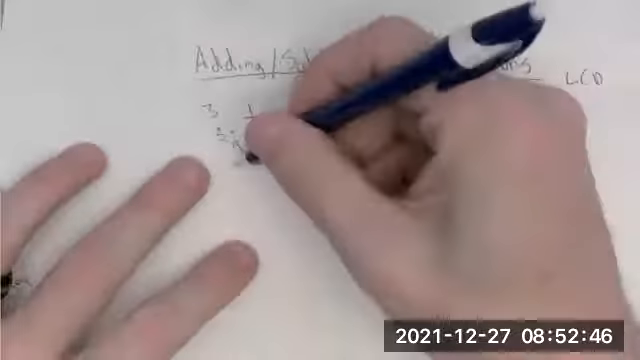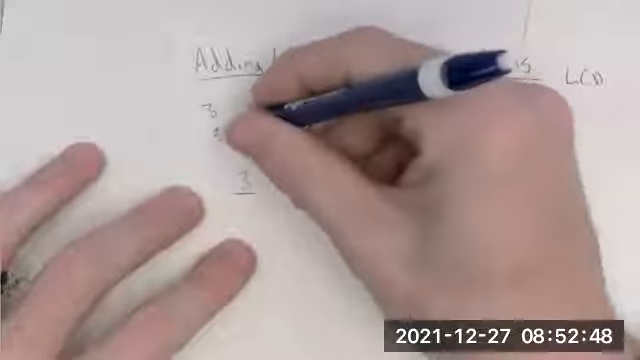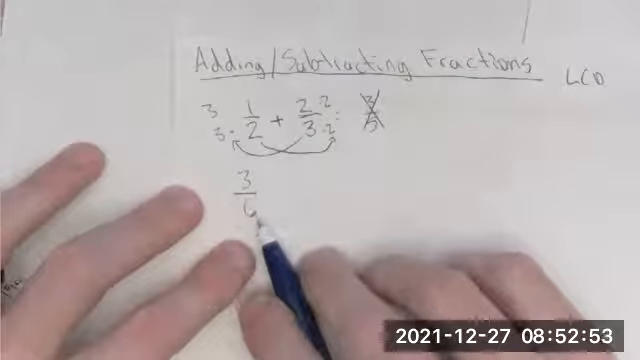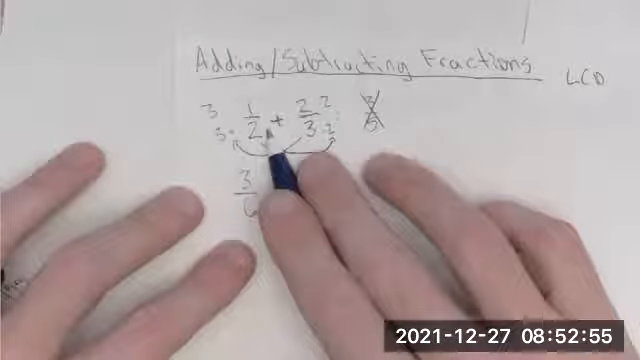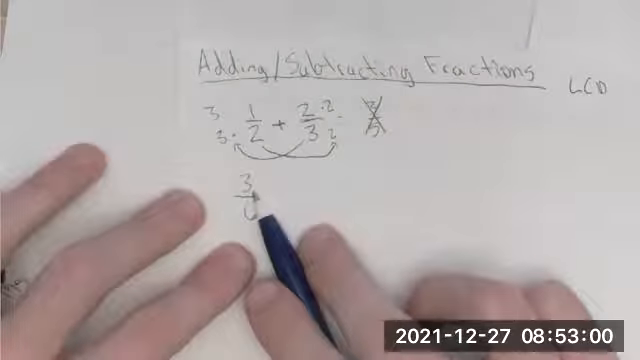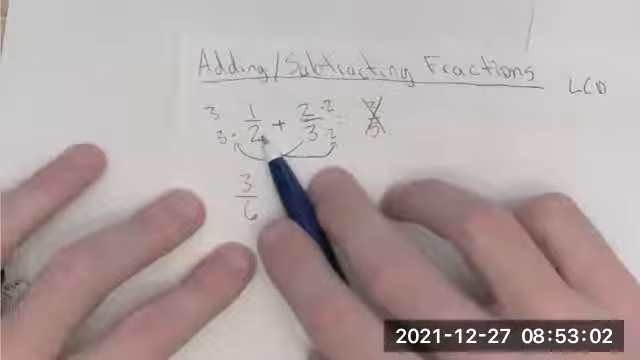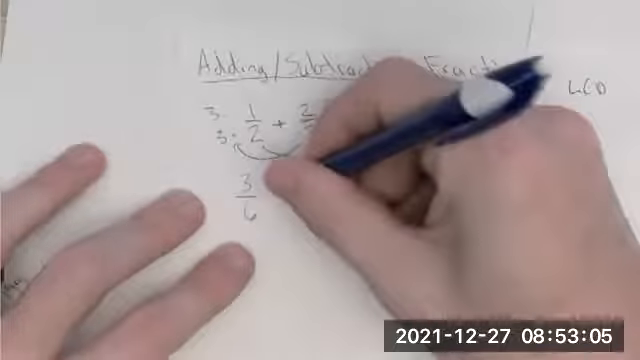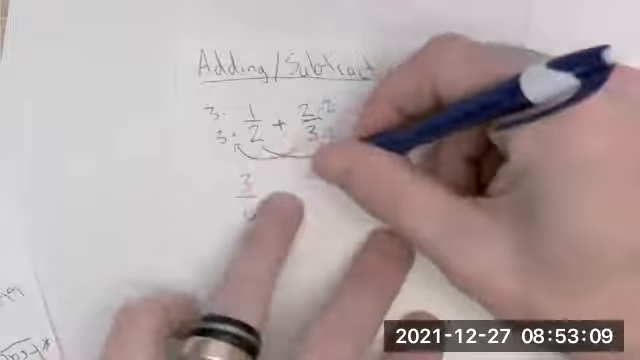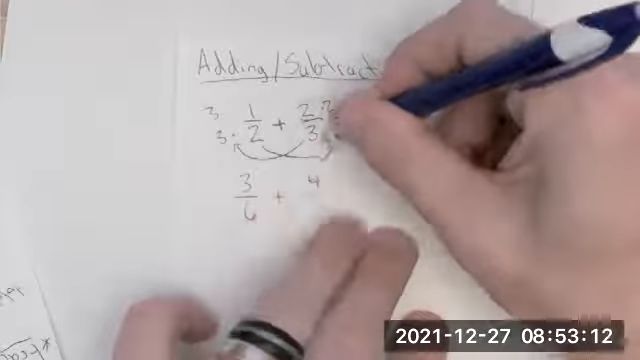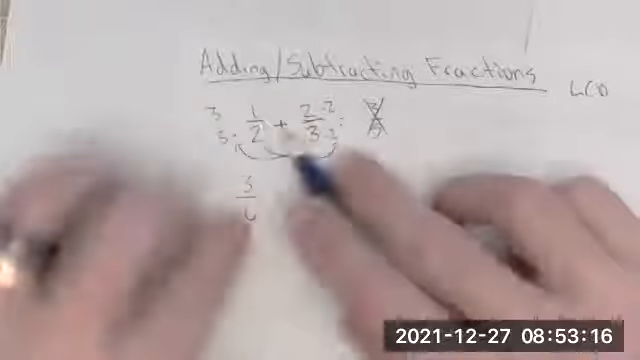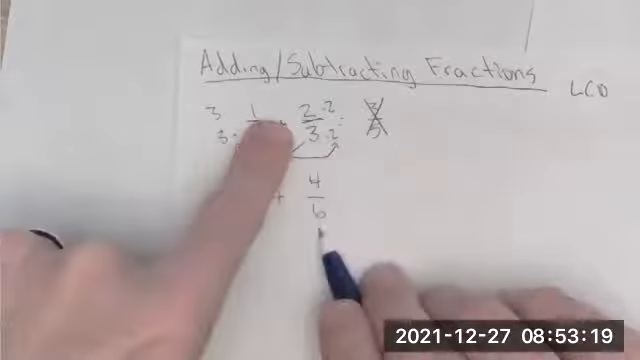Top times top is 3, over bottom times bottom, which is 6. So that's 3 over 6. Now remember that 3 over 6 is the same fraction as 1 over 2. If I had a candy bar with 6 parts and I ate 3 of them, that's the same as if I had a candy bar of 2 parts and I ate 1 of them. The other fraction, where I have times 2 over 2, gives me 4 over 6. That's still my same fraction. I'm not changing either fraction. That's still 1/2, that's still 2/3.